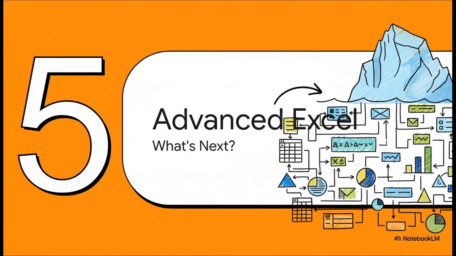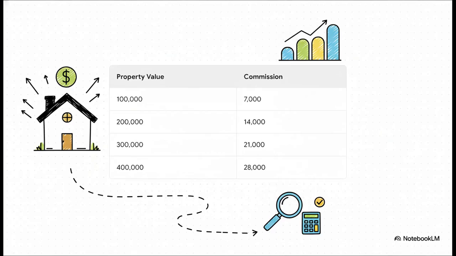But honestly, this is just scratching the surface. Let's take a quick peek at what else is possible once you really get the hang of these fundamentals. Okay, so imagine this scenario. You've got a list of property values, and next to them, the commissions you earned. Now, what if you wanted to add up the commissions, but, and here's the catch, only for properties that sold for over a certain price?